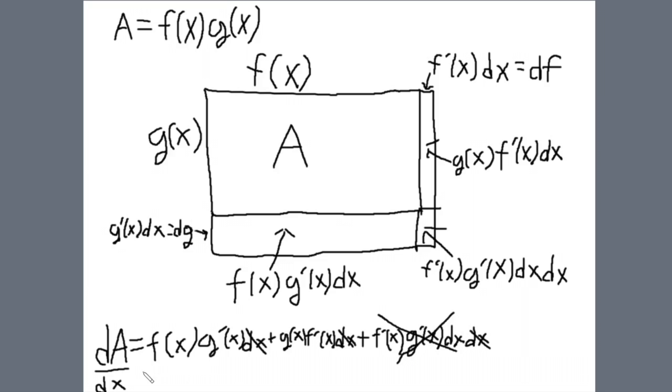Therefore, our answer for the derivative of A, or f of x times g of x, with respect to x is f of x times g prime of x plus g of x times f prime of x.